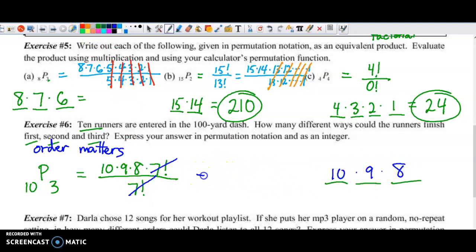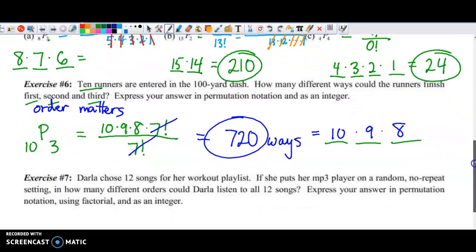I would probably just do this in my head, because 9 times 8 is 72, times 10 would give me 720 ways that they could finish first, second, and third. I'll put another equal in there, just to show you there's 2 different ways of doing this.